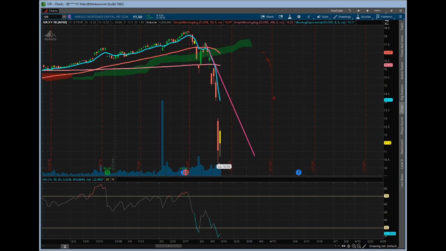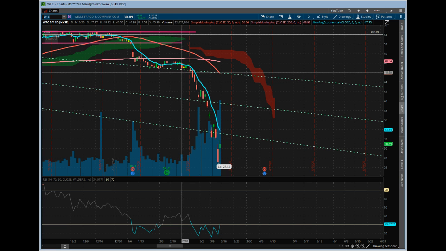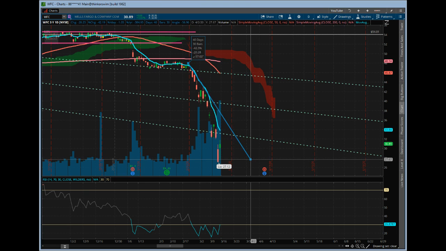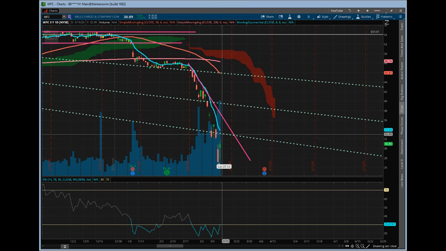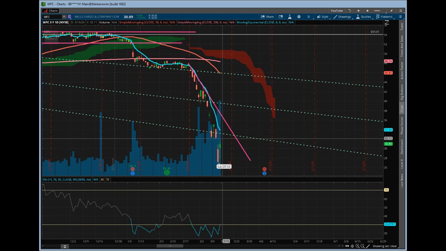Let's take a look at WFC. Interesting. As go the financials, so goes the market, right? It's one of the trading adages out there. And so we're below the trend line right here. WFC has been getting hit a lot too, a little bit more than its counterparts. This is definitely a good one to look at on the short side, if the market is going to be weak like that.